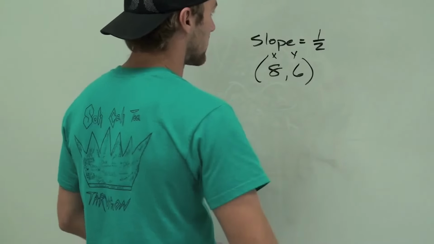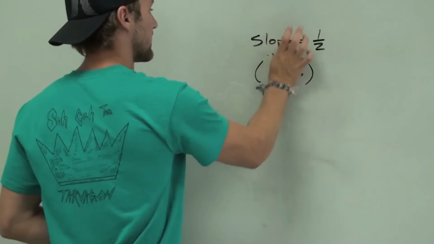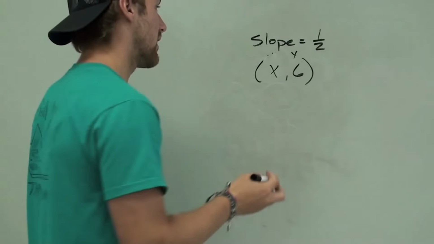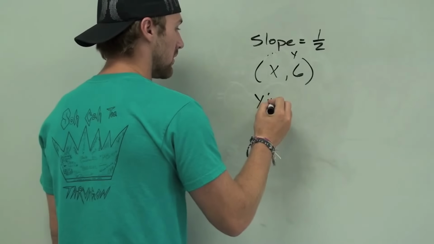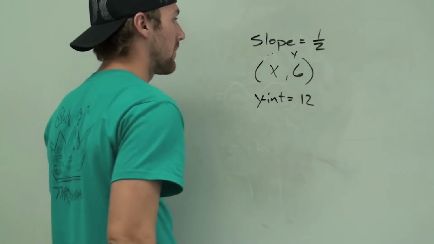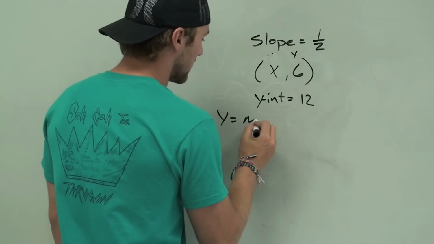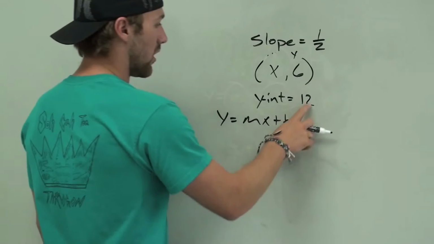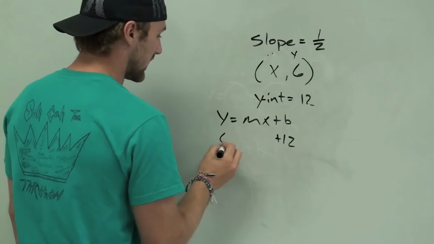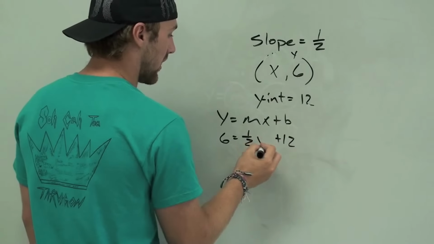Now, this works with anything else you do. Say we only had one of these. Say we didn't have x. They were like, find x, y. You could find that as long as you had the y-intercept. Okay, so the y-intercept was 12. All right, you could find it still. You just plug in what you know to find what you don't know. We know the y-intercept is 12. We know that y is 6. We know the slope is 1/2. And x we don't know.